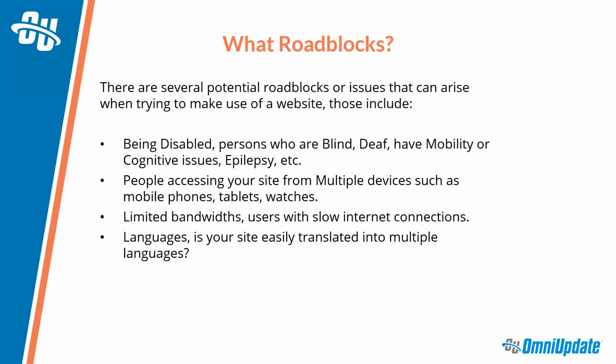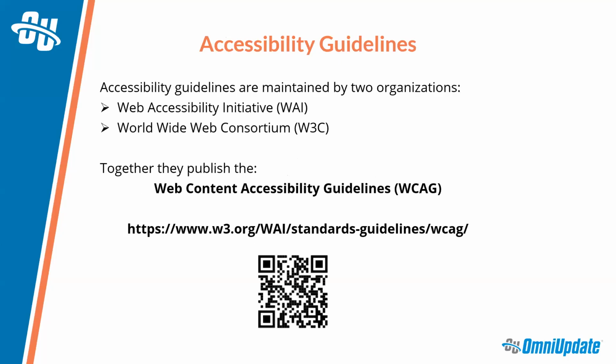So all of these roadblocks are taken care of through accessibility guidelines that have been designed by the Web Accessibility Initiative, or the WAI, of the World Wide Web Consortium, which is the W3C. Together, they have published the Web Content Accessibility Guidelines, or the WCAG. There's a quick shortcut for it here and a QR code. You don't have to remember this now or take a screen grab of it now. This will be part of the potential downloads for this later, so you can get this yourself and read through any of the guidelines you want to read about.